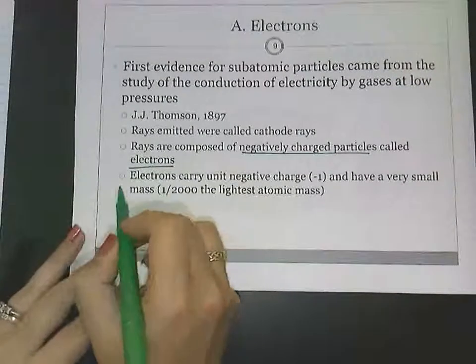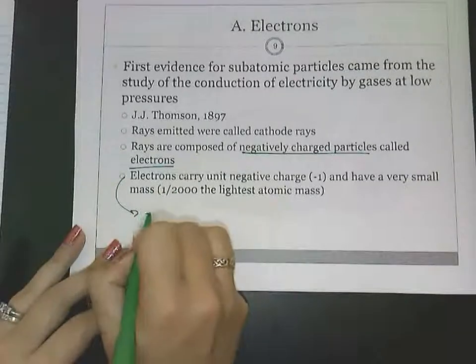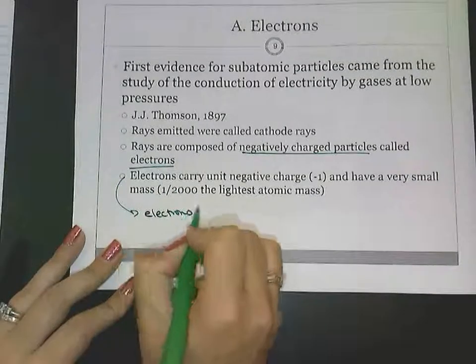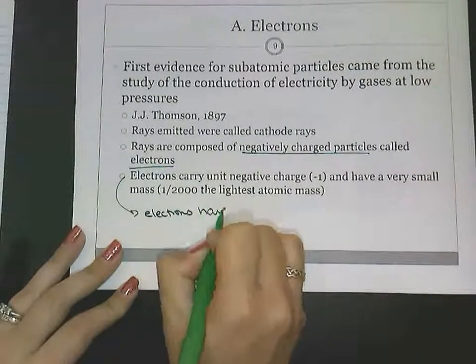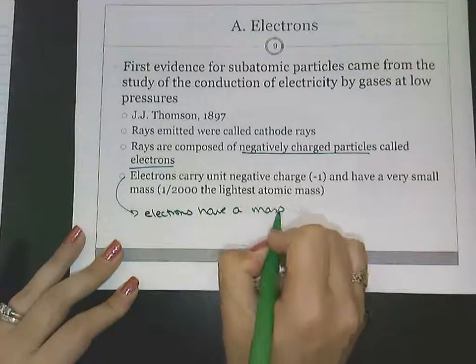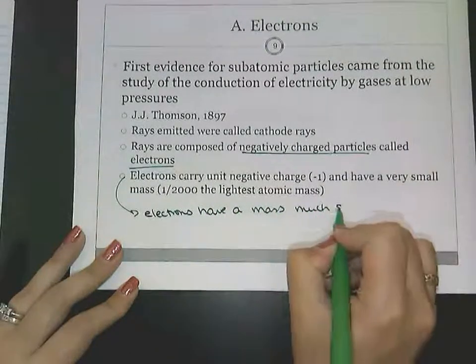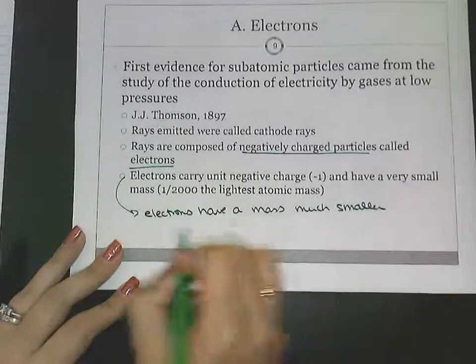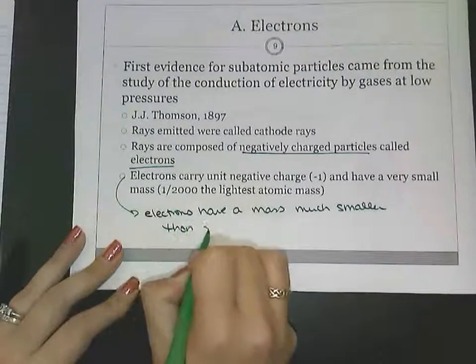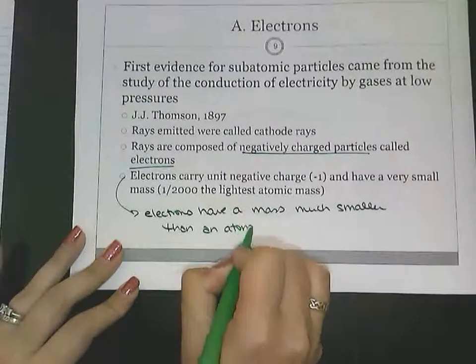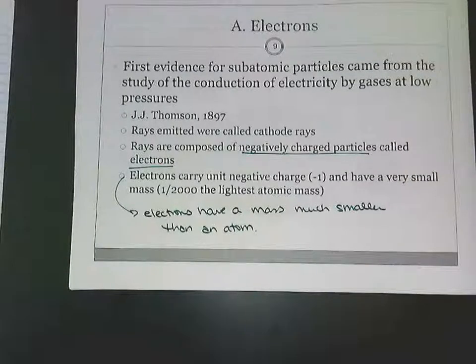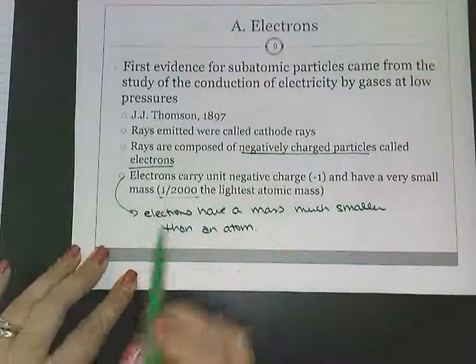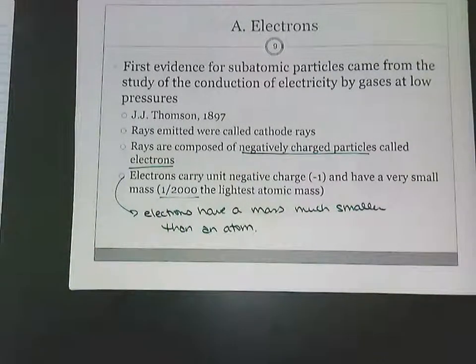The other thing he determined was that the electrons have a mass much smaller than an atom. Which would mean the electrons are part of the atom if they're smaller than the whole thing. And in fact, they're about 1/2000th of the mass of an atom.